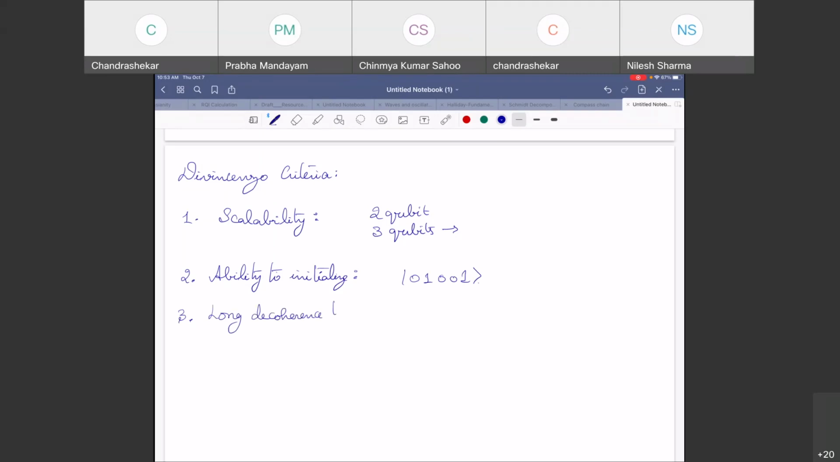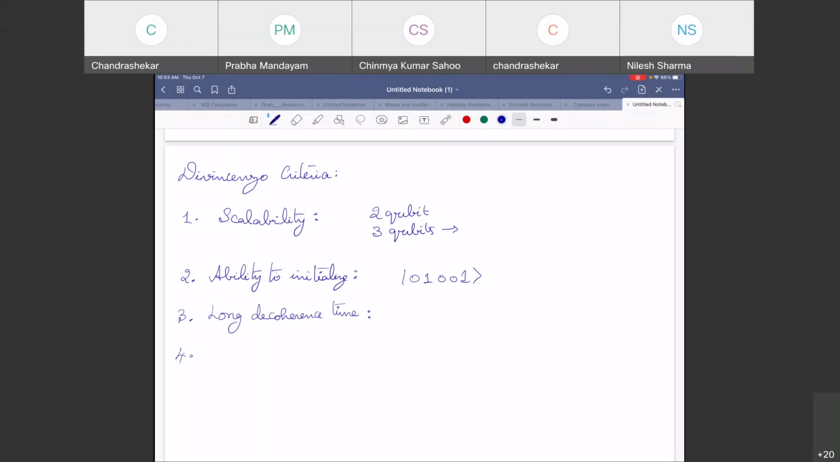The third one is long decoherence time. When you have a qubit, it should remain quantum, with its qubit nature, as long as you want to do a particular quantum task. For this, you should have longer decoherence times for the qubits.